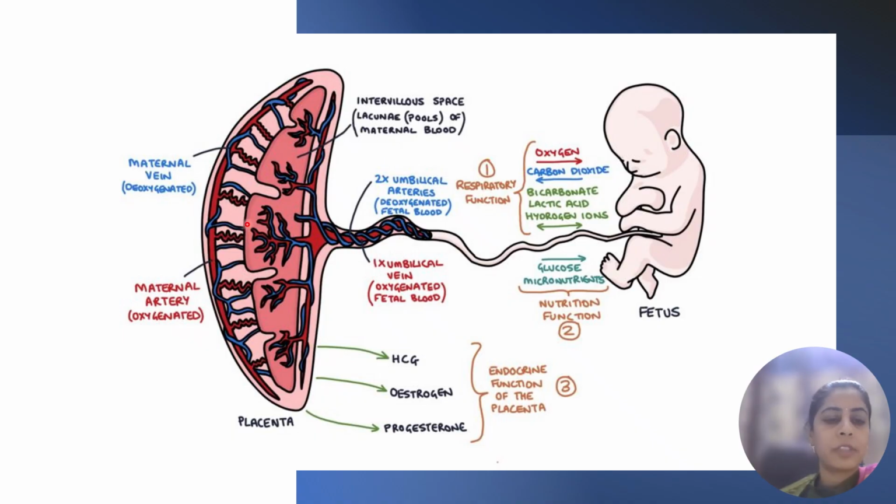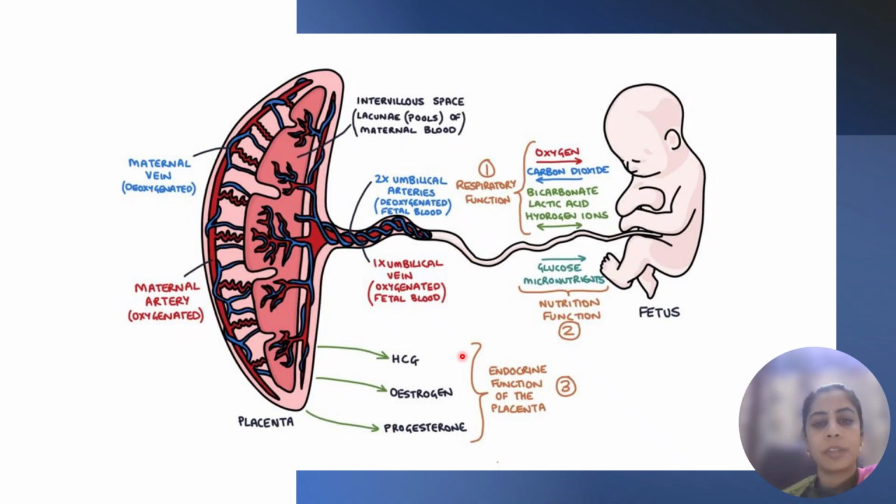So oxygen travels from the mother's blood through the placenta and into the umbilical vein, and the umbilical vein will be carrying oxygenated blood, not the artery. You have to remember this. So umbilical vein will carry oxygenated blood to the fetus, and from the fetus, umbilical arteries carry deoxygenated blood to the placenta. So carbon dioxide travels from the baby through the umbilical arteries back to the mother, so that she can breathe out. It also helps us to swap out the waste product like lactic acid to keep the baby's blood healthy. So these are the respiratory functions.